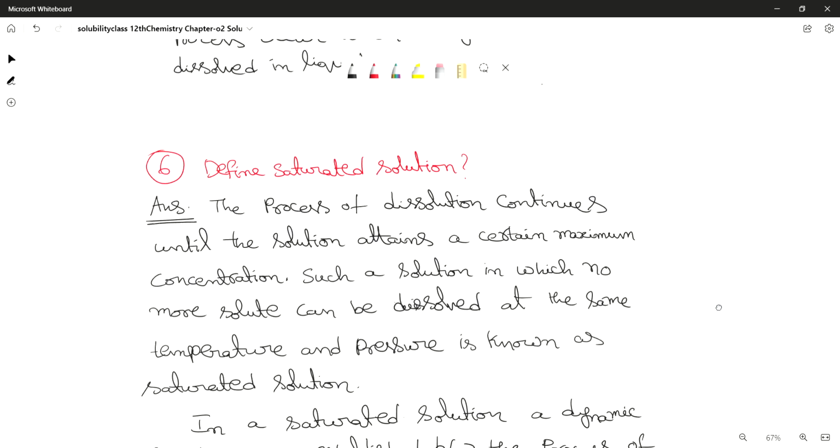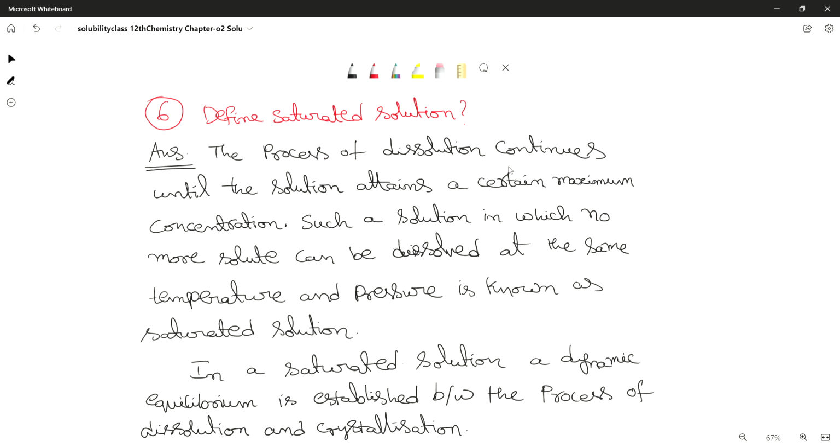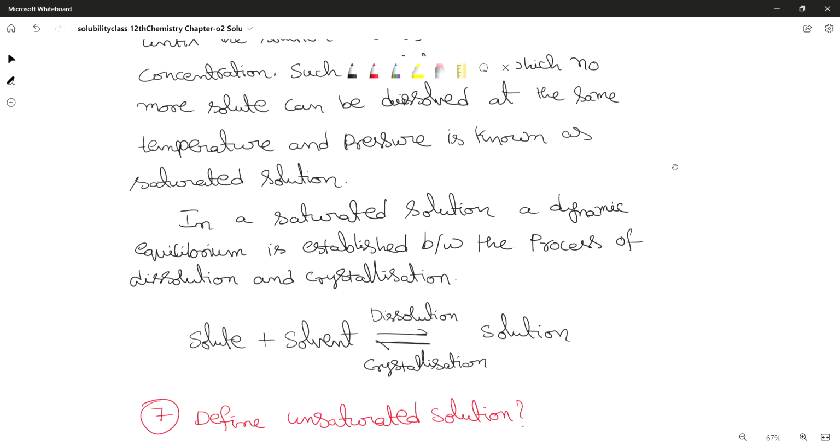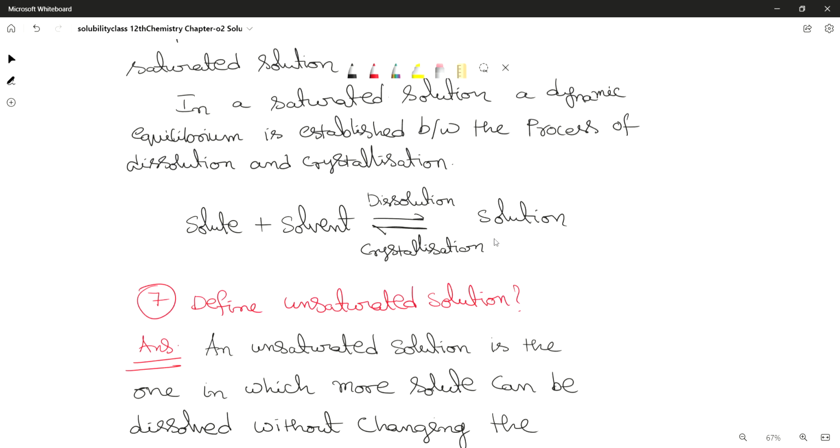Define saturated solution. The process of dissolution continues until the solution attains a certain maximum concentration. Such a solution in which no more solute can be dissolved at the same temperature and pressure is known as a saturated solution. In a saturated solution, a dynamic equilibrium is established between the processes of dissolution and crystallization. Dissolution means solute plus solvent combine to form a solution, and the reverse process, the solution breaking back into solute plus solvent, is called crystallization.